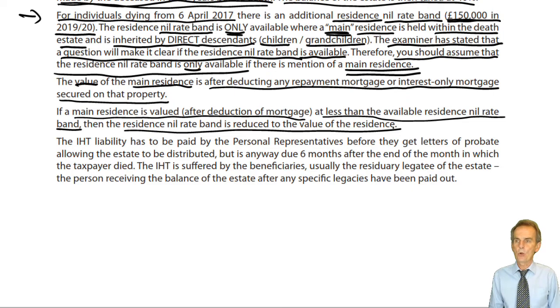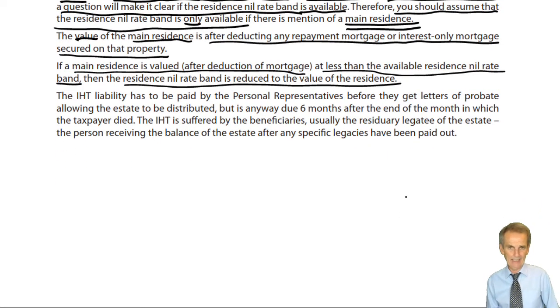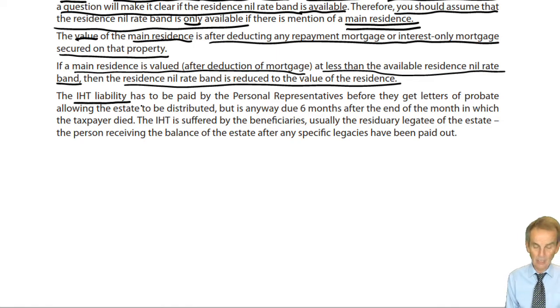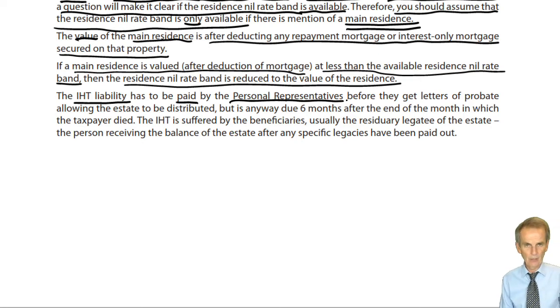Now then, IHT, of course, like any tax, has to be paid by a certain person by a certain date. A little bit of admin. Let's just give you that now in relation to what we've seen so far. Once we've computed the IHT liability, something we are still, of course, to do, it has to be paid by the so-called personal representatives, otherwise known as executors there, the personal representatives of the individual. And that must be done before they get letters of probate, which then allow the estate to be distributed.